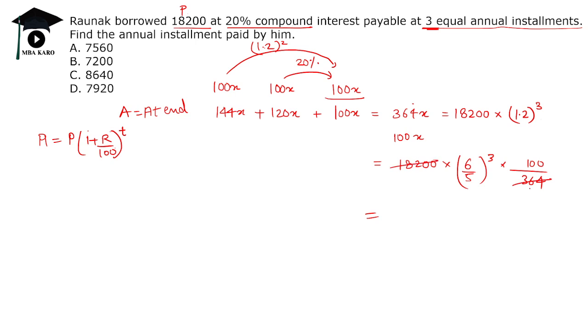If this is half, so we can say 50 times. 50 into 100 is 5,000 and 6 by 5 whole cube. So 216 by 125. 125 into 4 is 500. So 40 into 216. So 216 into 4 will be 864. So we get the answer as 8640. Now you realize that such calculations are very simple if you apply this process of solving installment based questions.